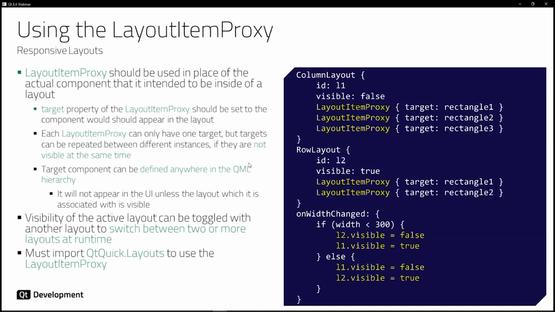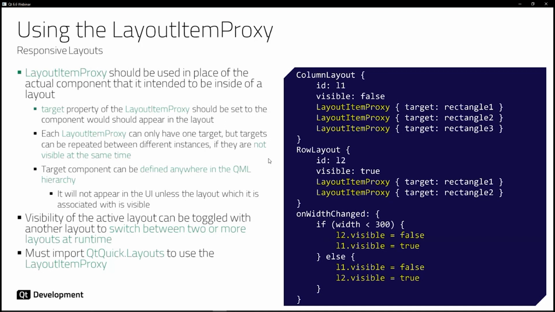Now, each layout item proxy can have only a single target, but targets can be repeated between different instances, as we see in this example. We've got rectangles 1 and 2, both in the column layout and in the row layout, but we have a third rectangle in the column layout. So we are able to repeat those between them. However, they cannot be visible at the same time.